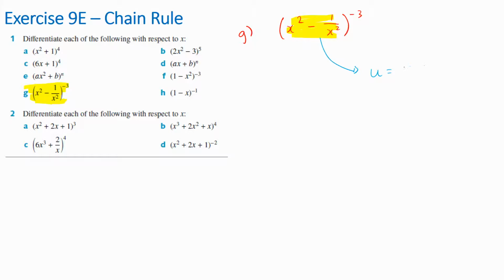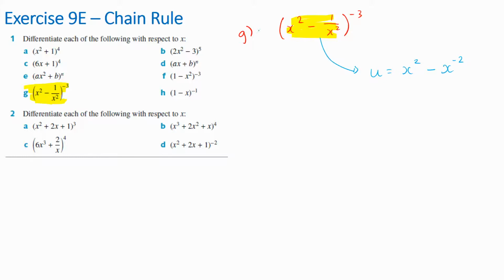u equals x squared minus, and I don't like the fraction. I'm going to rewrite. Remember, you can write that fraction, that's a positive power on the denominator, you can write it as negative 2. Okay, x to the power of negative 2 is the same thing as 1 on x squared. Yeah? Alright, so I've replaced it as u.